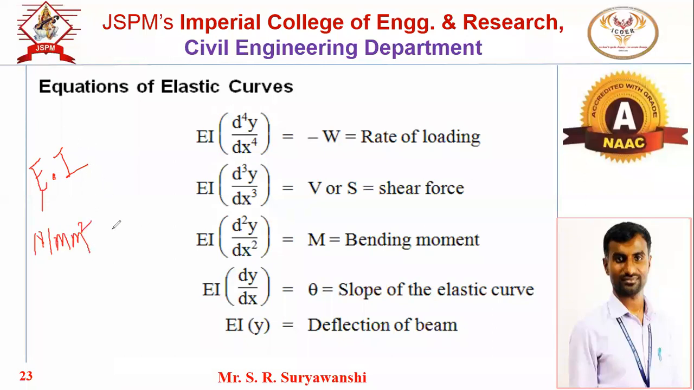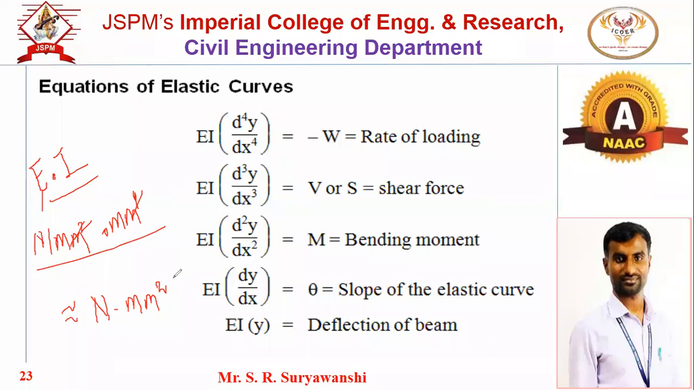And what is the unit of moment of inertia, I? Mm raised to 4. Very good. If it is so, now tell me, what is the unit of EI? The unit is Newton into mm square, because this is Newton per mm square into mm to the power 4. Then the mm square cancels, and what remains is Newton into mm square.